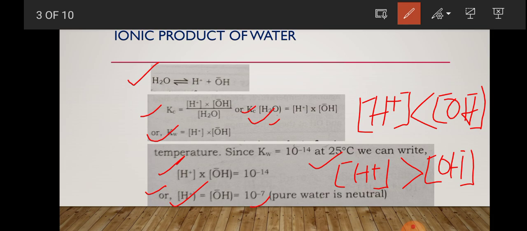Whatever may be the nature of water, that is, it may be acidic or basic, the ionic product of water is constant at constant temperature, and it is Kw equal to 1 times 10 to the power inverse 14 at 25 degrees centigrade temperature.